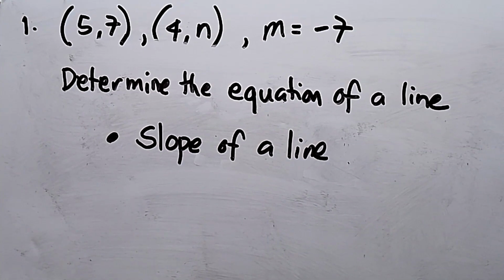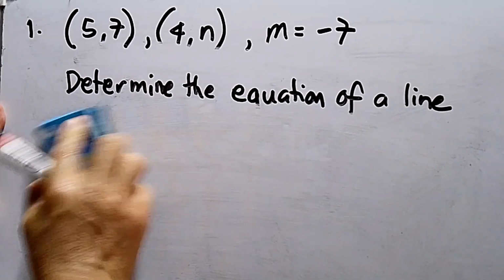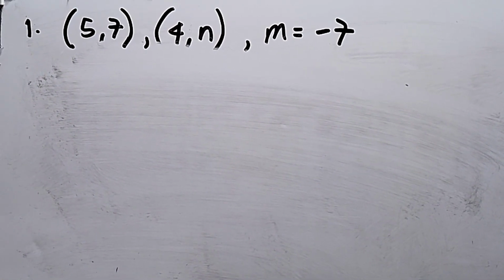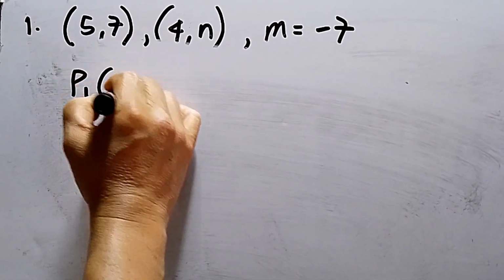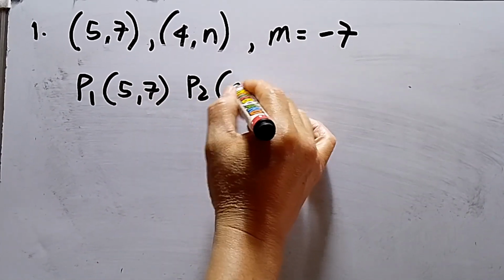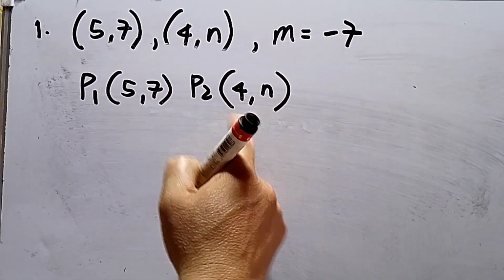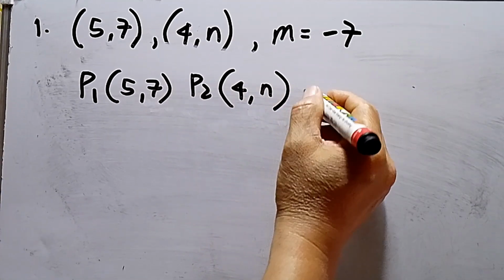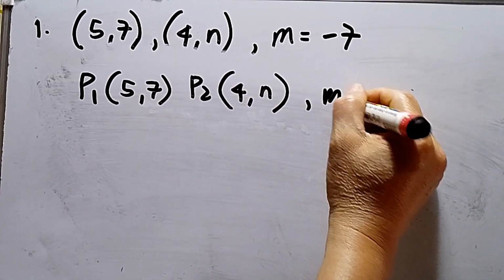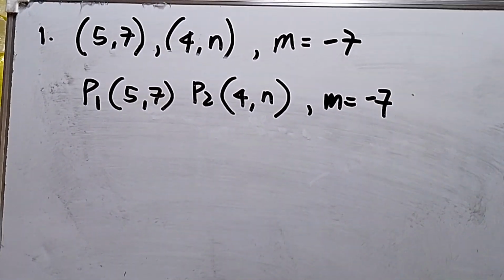Determine the equation of a line. So number 1, I have the coordinates. Point 1, coordinates are 5 and 7. Then point 2, coordinates are 4 and n. Take note, n is the unknown, which is our y sub 2, and then slope is given, m equals -7.